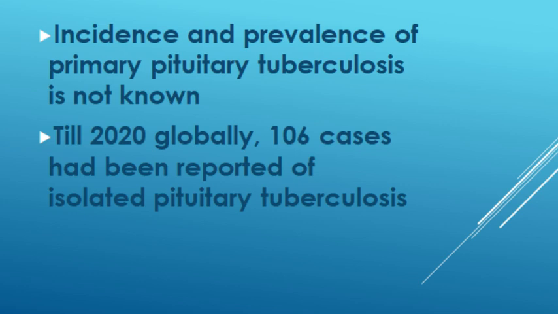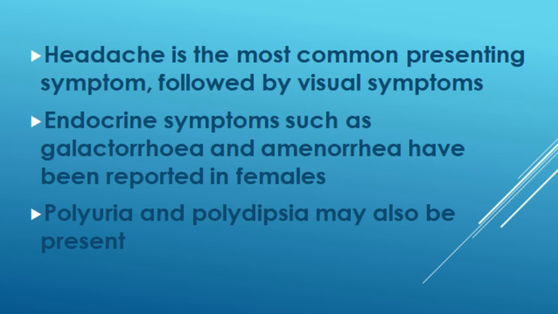As told earlier, headache, visual symptoms, and endocrine abnormalities are the common features. Galactorrhea, amenorrhea might be there in females. Polyuria and polydipsia may also be present.